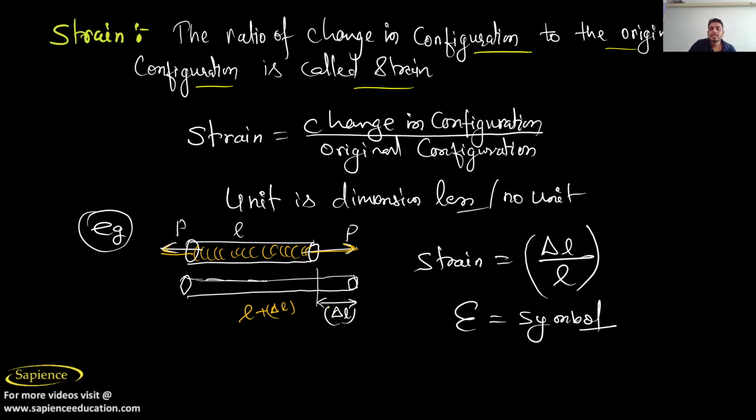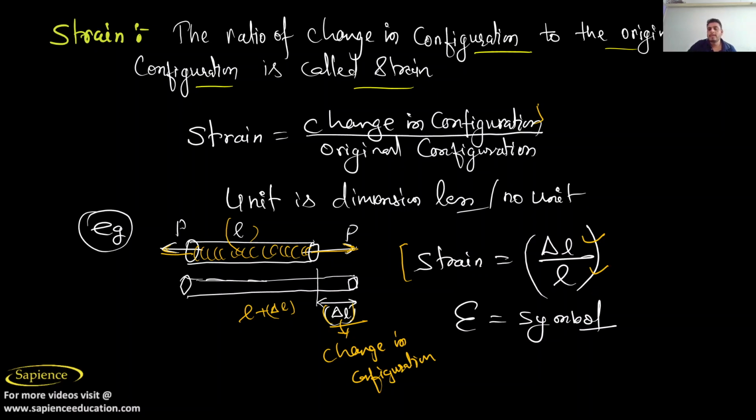The change in length is how much? Del L. So the strain is what? Change in configuration. So how much change in configuration happened? Del L is your change in configuration, and earlier the original configuration was L. So strain is your change in length by original length.